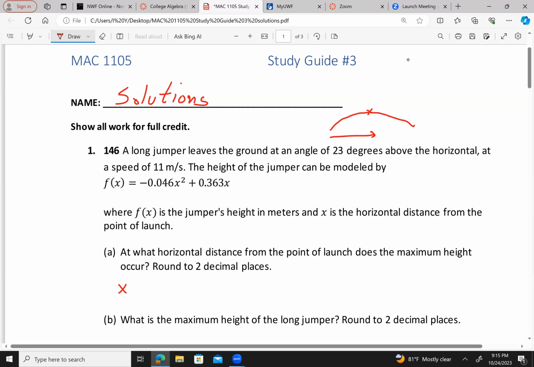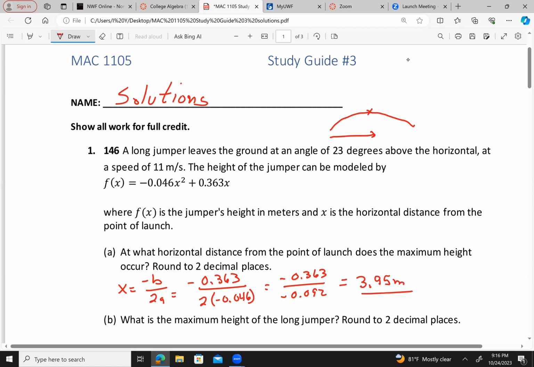So recall that x is simply negative b over 2a. In this case, that's negative 0.363 over 2 times negative 0.046, which gives us negative 0.363 over negative 0.092. Negative divided by negative is a positive, and rounded to 2 decimal places it is 3.95 meters.